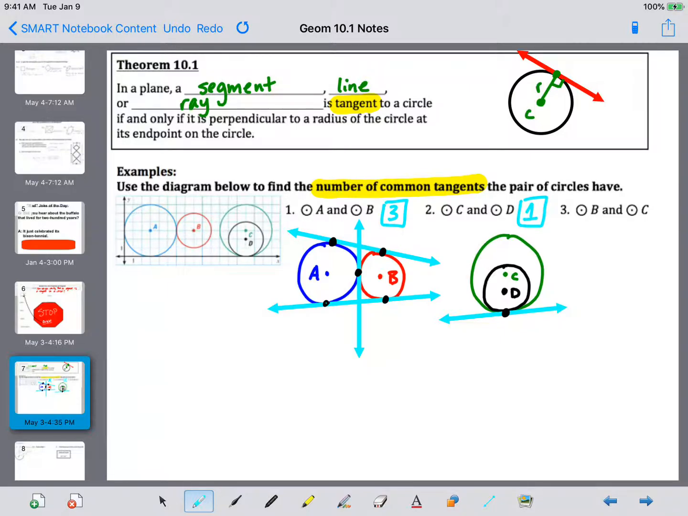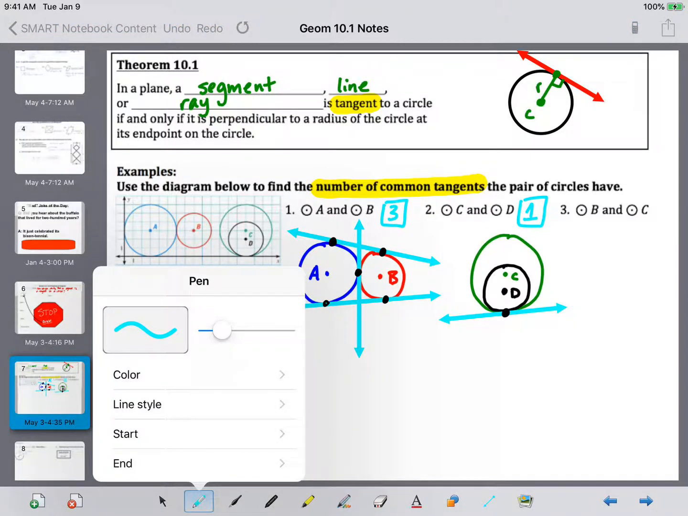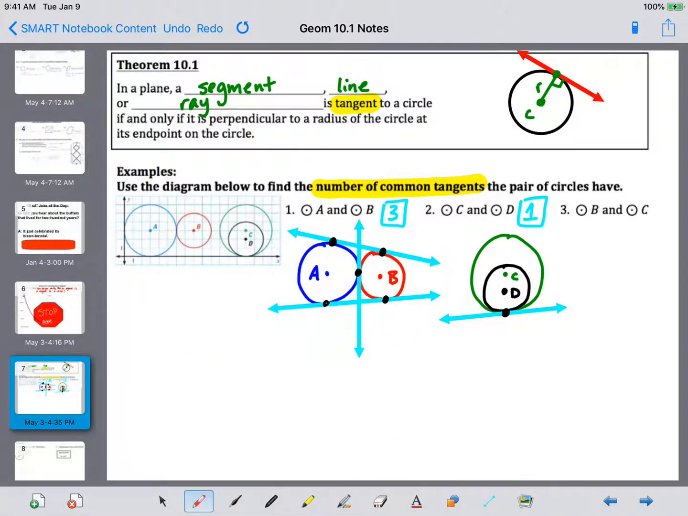All right, and lastly, we will look at circles B and C. So we've got circle B right here, and circle C is the large green one on the right. Now let's see, a common tangent. Kind of like in number 1, I see one that goes on the top of both circles, touching B at the top and C at the top here. And I also see one below.